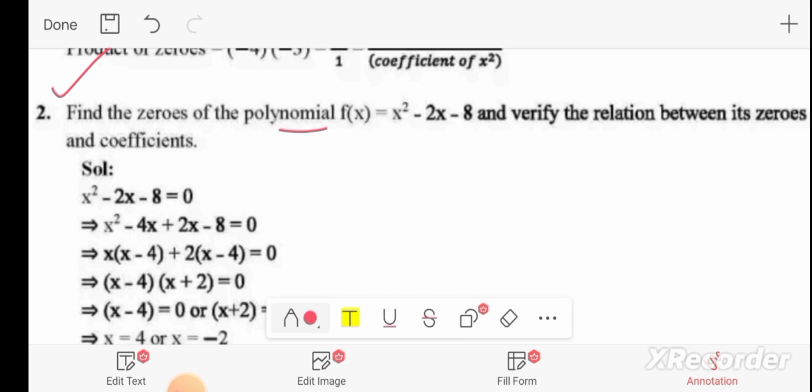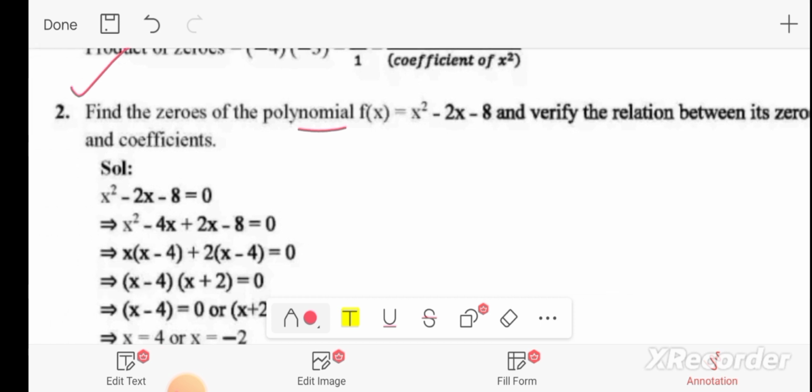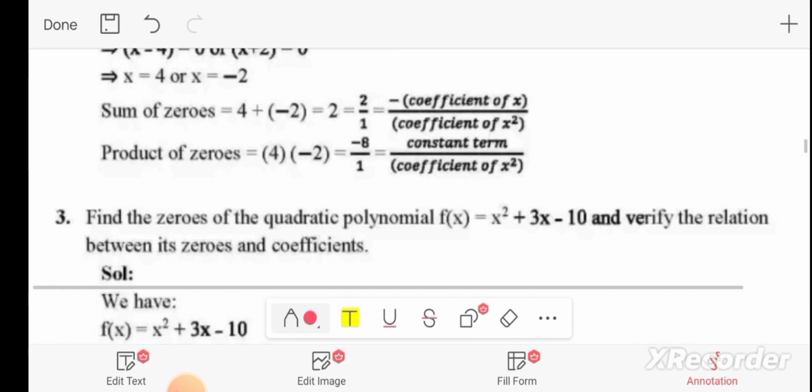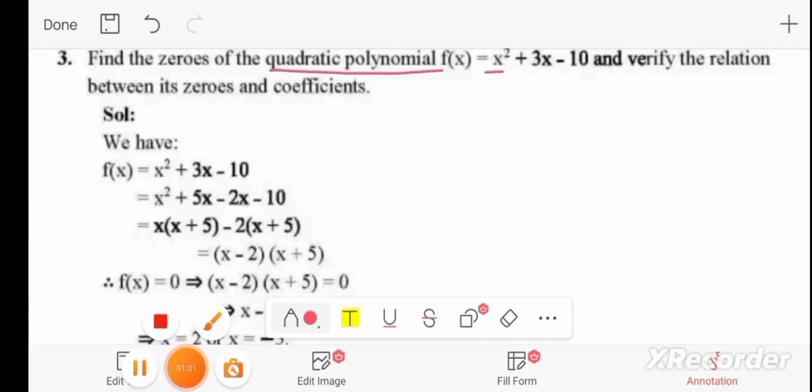A quadratic polynomial has the highest power 2. Here the quadratic polynomial means the variable's highest power is 2. What is the variable here? X. X is the variable because its value keeps on changing, it's not fixed. Variable, vary means different, because it can be changed. Now we can give this polynomial the name f(x).